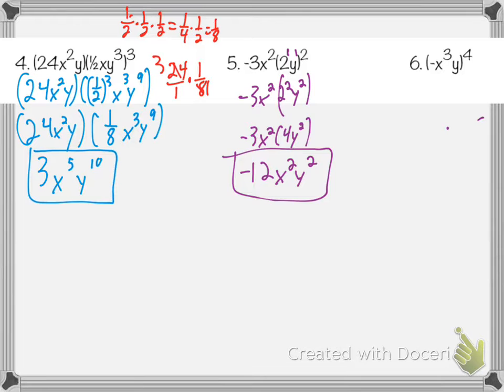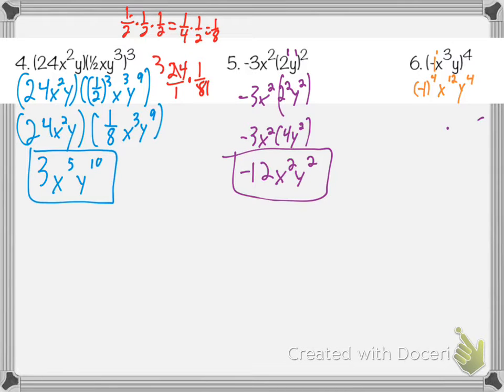Now I want us to think of this as a negative 1 being raised to the first times x cubed, y. That's going to help us with our signs. So we end up getting negative 1 being raised to the 4th, x being raised to the 12th, and y being raised to the 4th.